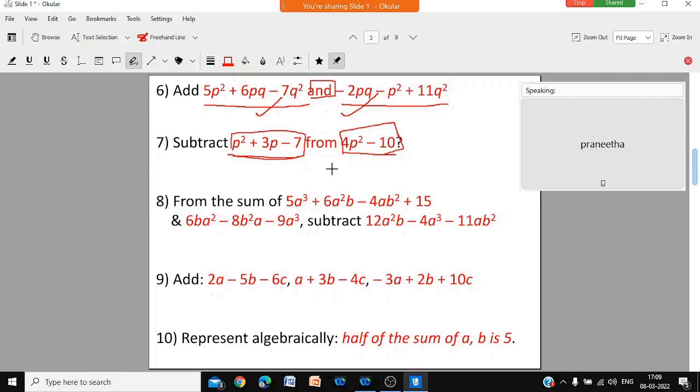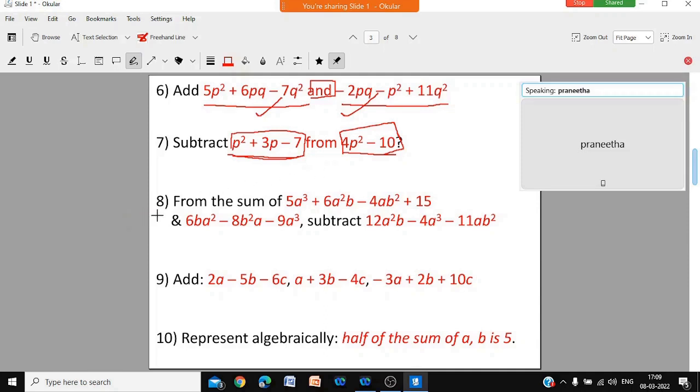From 4p square minus 10, you have to subtract p square plus 3p minus 7. When you finish, you tell me. Subtract p square plus 3p minus 7 from 4p square minus 10. Okay, Betty.